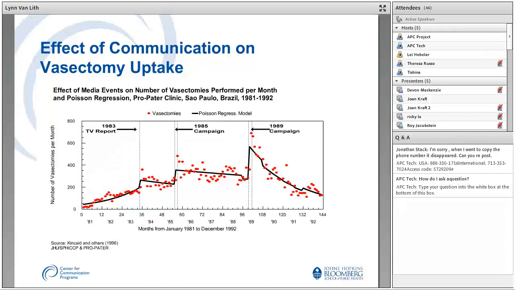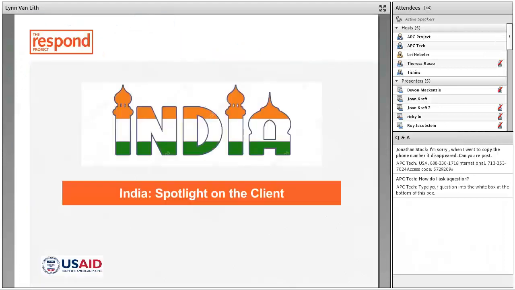Let's move now to India. And this work really focuses on spotlighting of the client. Now, the Respond project and Gender Health colleagues were busy focusing on strengthening the service side to ensure that quality no-scalpel vasectomy services were in place, whereas we at CCP really focused on the client and learning more about what influences their decisions to use family planning and undergo no-scalpel vasectomy.